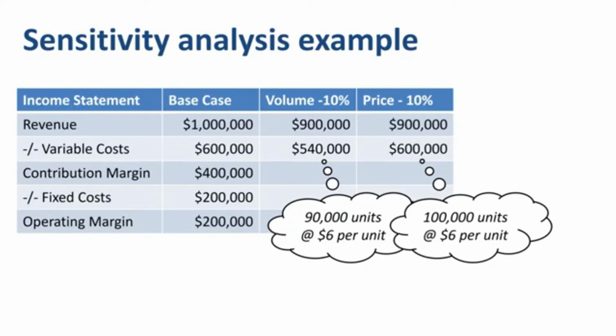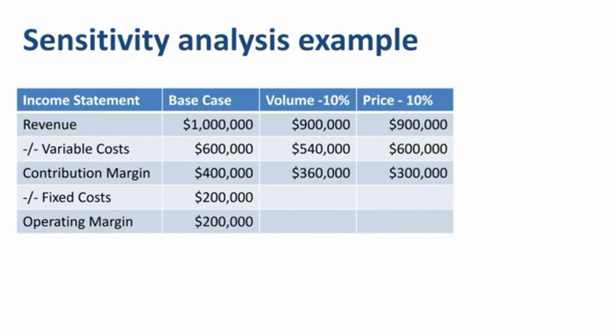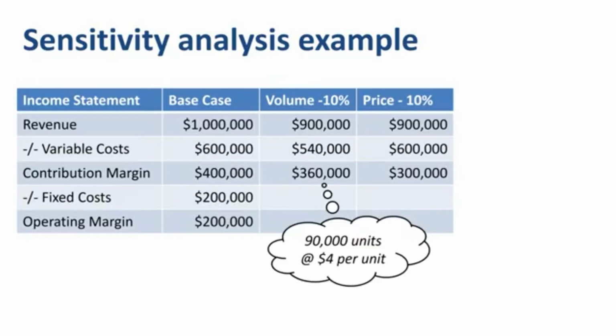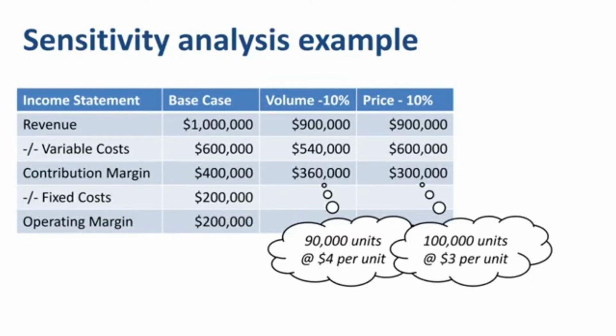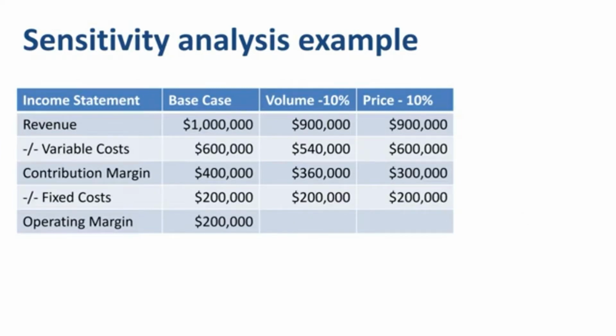As a result, the contribution margin in the volume drop scenario is $360,000, 90,000 units times $4 per unit, while in the price drop scenario, it is only $300,000, 100,000 units times $3 per unit. Deduct the fixed costs, which stay at $200,000, the same as in the base case scenario. Then look at operating margin. $160,000 in the 10% volume drop scenario, but only $100,000 in the 10% price drop scenario.